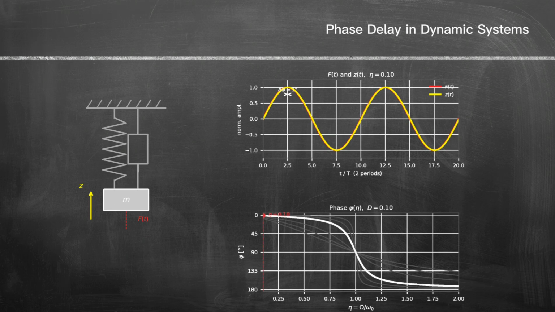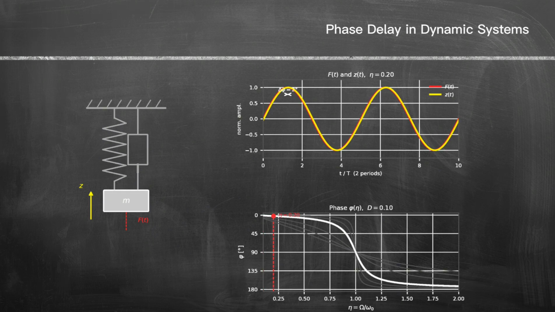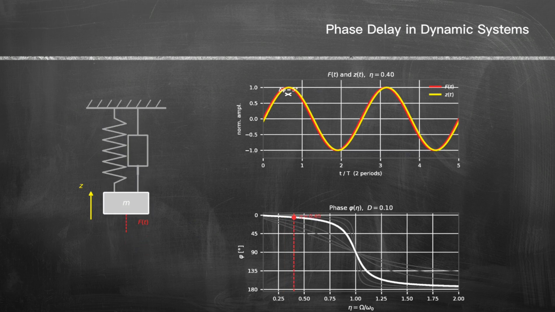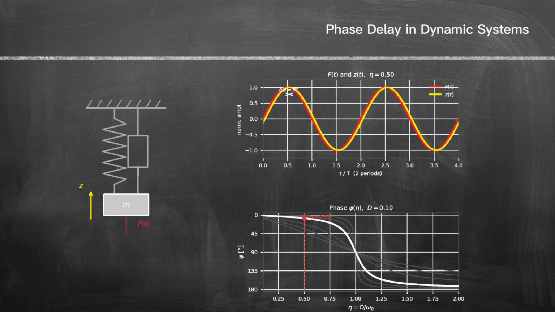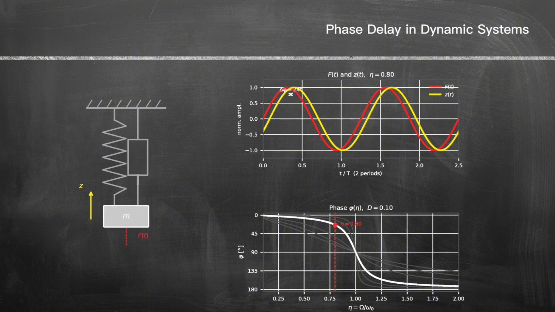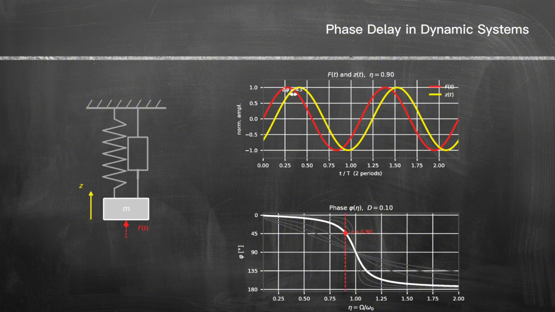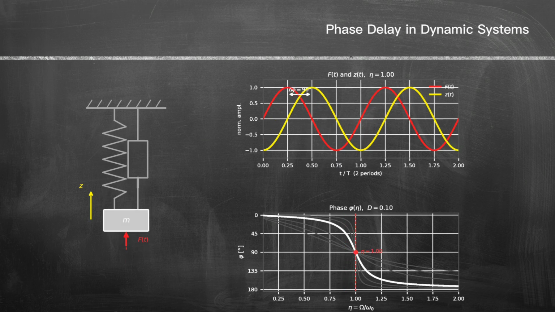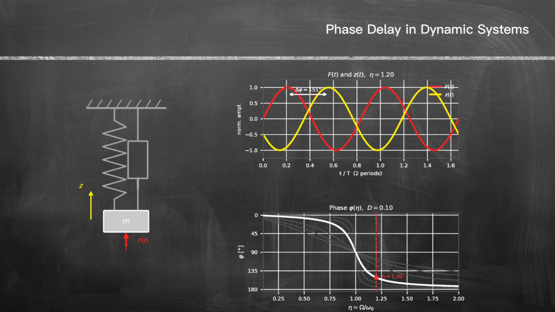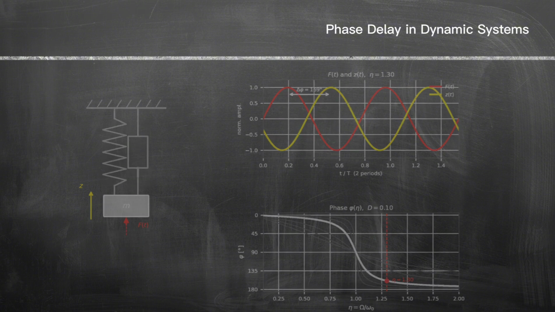In this video, we will answer the question of why there is a phase lag between force and displacement in oscillating systems, why the phase delay at resonance is 90 degrees, and why it reaches 180 degrees in the case of decoupling. At the end of the video, I will show you two particularly relevant examples of how this phase shift can be used in everyday engineering practice.